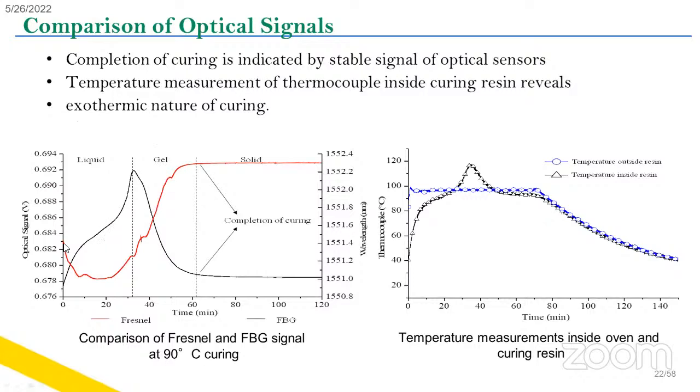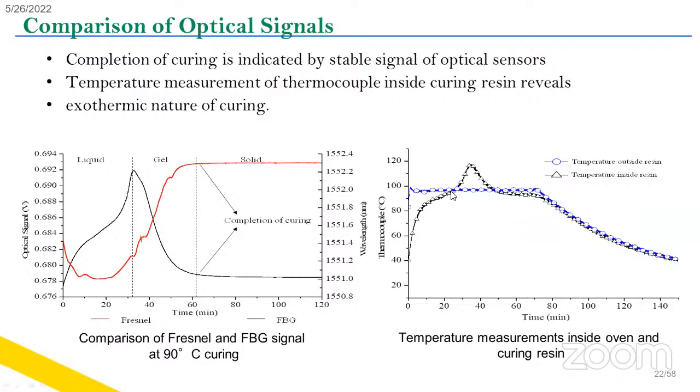Here you can see the red one is the Fresnel reflection sensor output, and the black one is the FBG. As I mentioned in the previous slide, there are two sensors, the FBG sensor as well as the Fresnel reflection sensor. Here, the completion of the curing can be identified from both sensors. On top of that, we also use the thermocouple as a measurement reference sensor. Here you can see the temperature outside the resin, that is this one, and the temperature inside the resin.